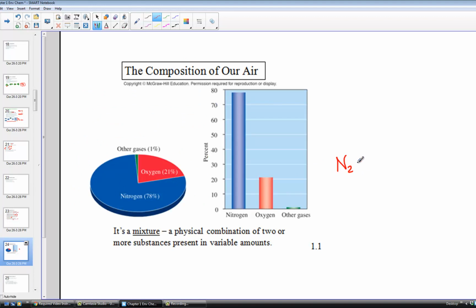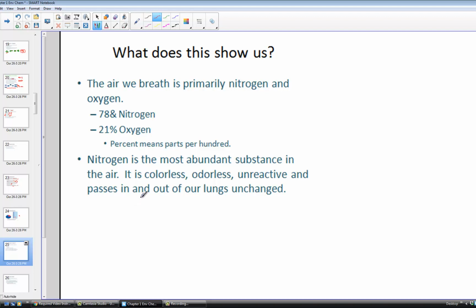Interesting is we simply breathe in oxygen and it just exhales chemically unchanged. So we breathe it in and we breathe it right back out. When we breathe in air, we're breathing in primarily nitrogen. It's supposed to be a percent sign.